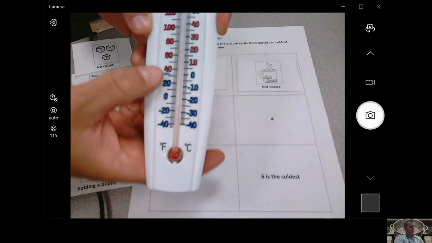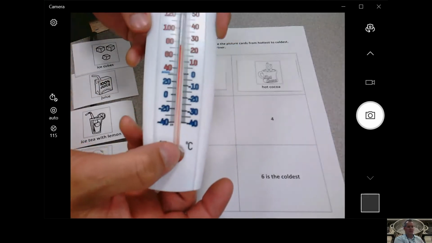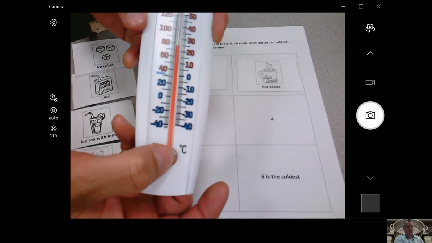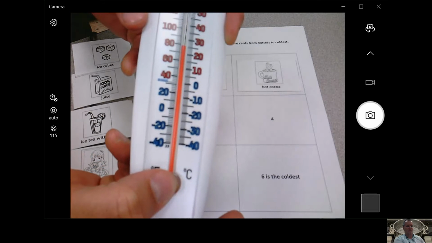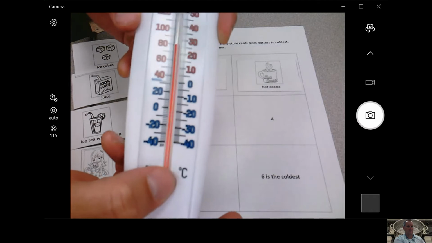And it works. There's a little liquid in here, and it reacts to heat. And you can see what's happening. I put my thumb on there, and look at the liquid. It's going up, and it's rising. Why is it doing that? Why is it rising?